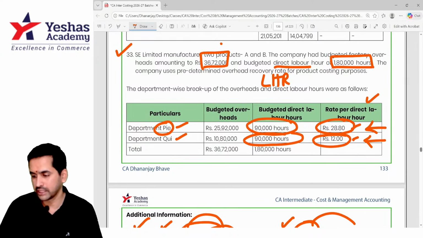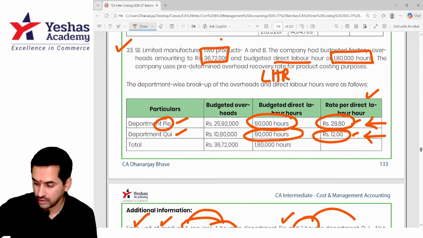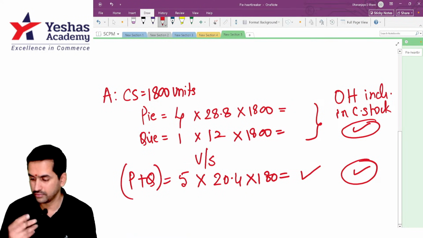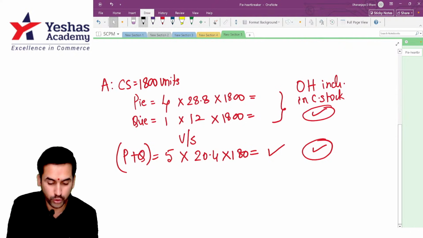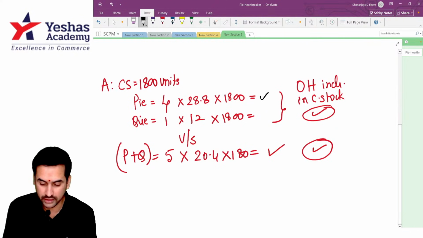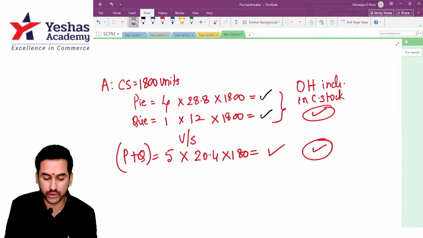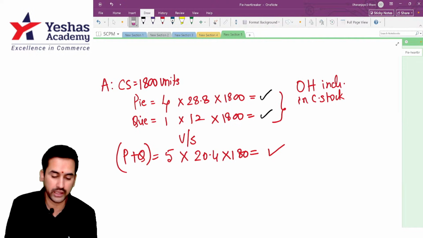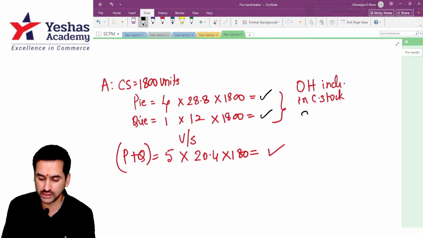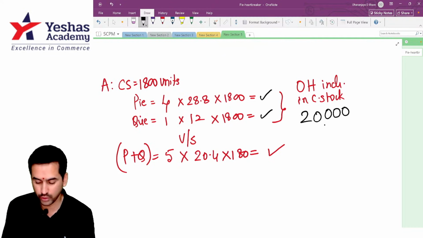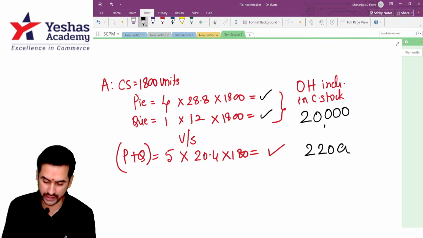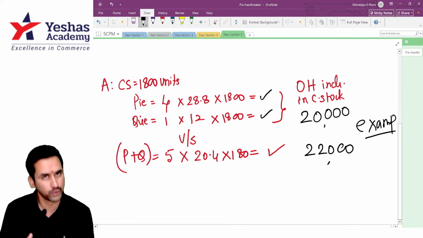Correct. It is 20.4. Yes. Now tell me, if you go by department wise overhead rate, you will get department wise two numbers. You will add, and you will get to know how much overhead is included in closing stock. Suppose this comes to 20,000 rupees. But if you do one rate for the whole company, you will get say 22,000 rupees. I am writing examples. When you solve, you will get to know. I'm just explaining an example.